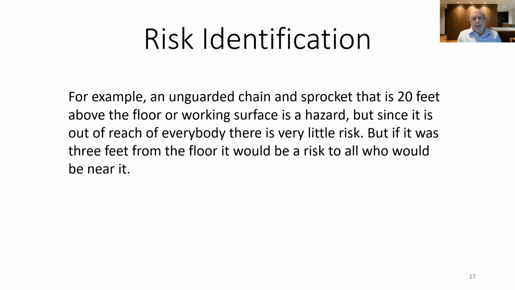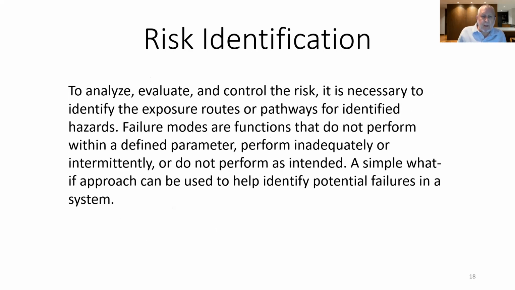For example, an unguarded chain and sprocket that's 20 feet above the floor working surface is a hazard, but since it's out of reach of everybody, there's very little risk. But if it was 3 feet from the floor, it would be a risk to all who would be near it. So to analyze, evaluate, and control the risk, it is necessary to identify the exposure routes or pathways for identified hazards.